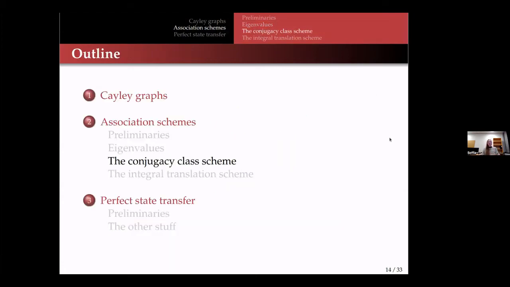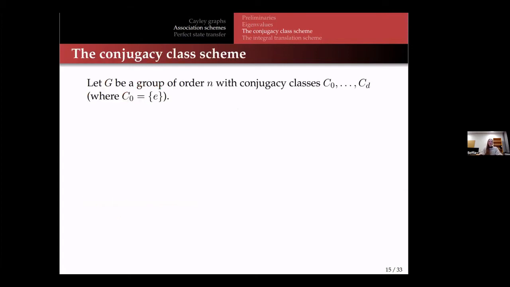Okay, then next we're going to talk about the conjugacy class scheme. We've defined these association schemes, and what we are going to use them for is to study Cayley graphs. So now we're going to make that connection. We take a group G of order n, and we look at its conjugacy classes. We call them C0 to CD, where the convention is that C0 is the identity element. That's always a conjugacy class on its own.